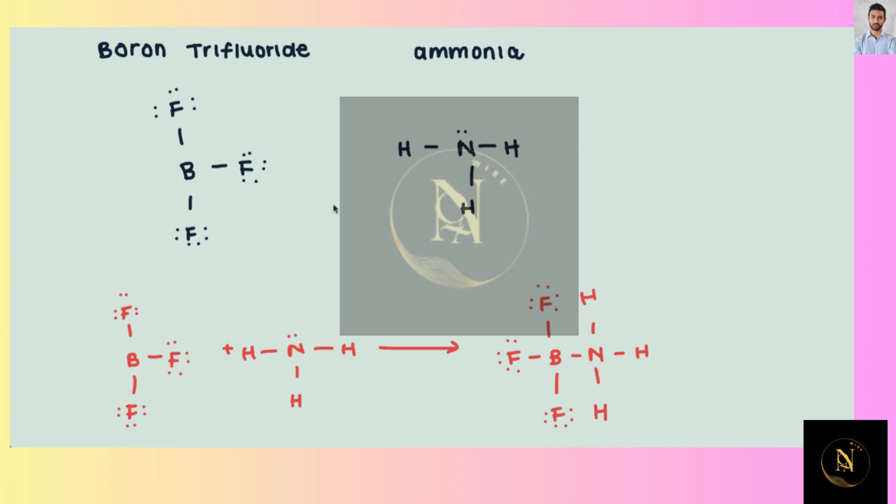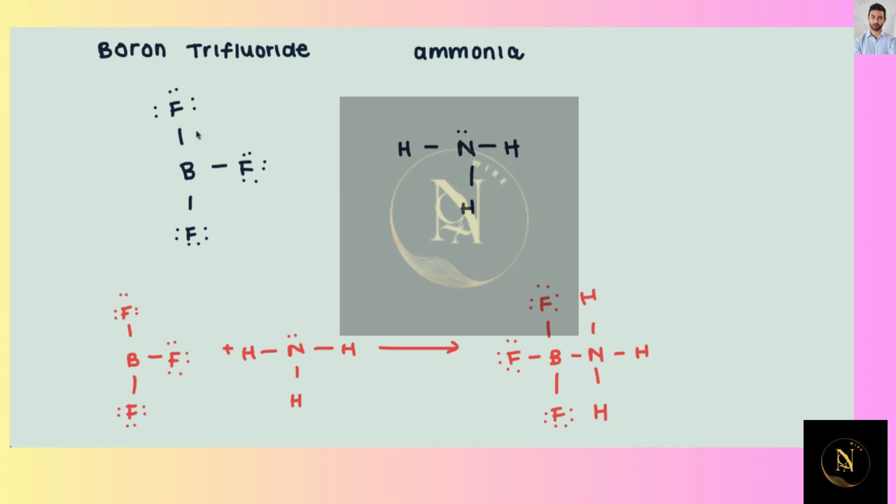So in this case, we have boron trifluoride reacting with ammonia. Boron trifluoride is what we call a Lewis acid, and ammonia is a Lewis base. So we're seeing an acid-base reaction, and we're going to understand this reaction using our concept of binding of electrons.